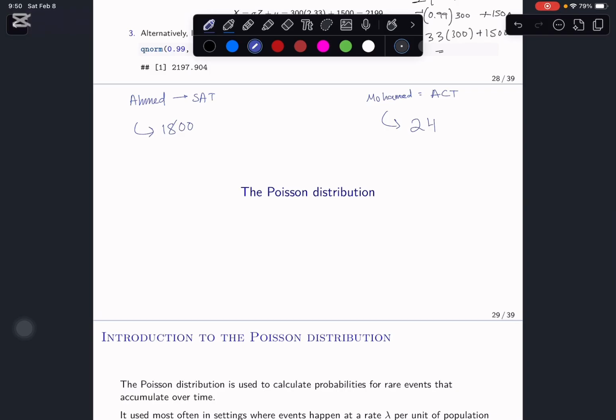Now Ahmed and Muhammad said, which one did better. They don't know which one did better. It doesn't make sense, one says what do you mean you got 24, the other says what do you mean you got 1000-something, you're in an exam of 1000-something. They're confused. So what they can do is they can do the normal distribution equation.